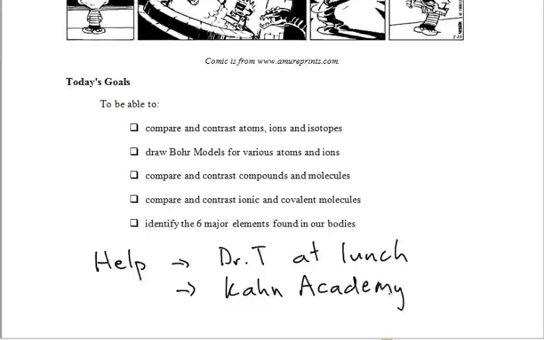Regardless, by the end of today's video, you should be able to compare and contrast atoms, ions, and isotopes, and be able to draw Bohr models for various atoms and ions. We will then pick up the rest in class, where you should be able to compare compounds and molecules, ionic and covalent molecules, and identify the 6 major elements found in our body.